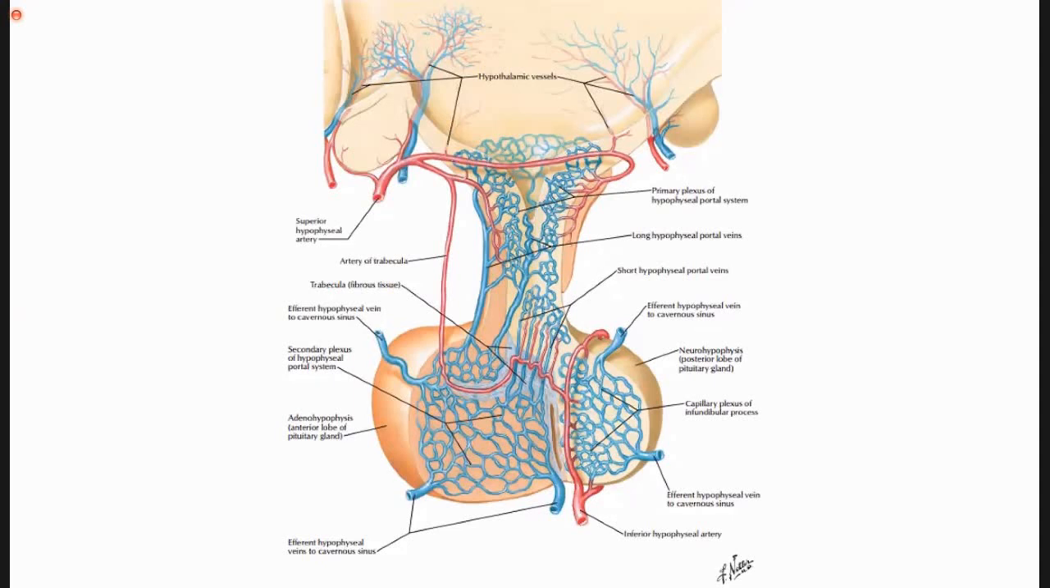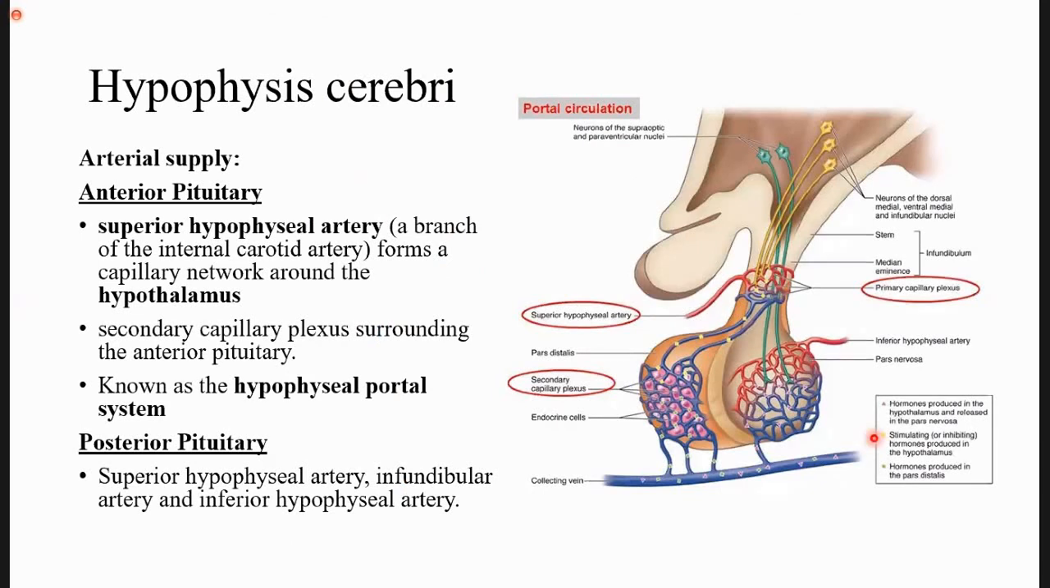Now, acidophils are concerned with the release of, as I told you before, growth hormone and prolactin, and the basophils are for the release of the other hormones, that is follicle stimulating hormone, luteinizing hormone, adrenocorticotropic hormone, and thyrotropic hormone. They are released by the basophils, sorry. So this is the difference. The difference is in the staining. I hope it would be clear. Any other question?